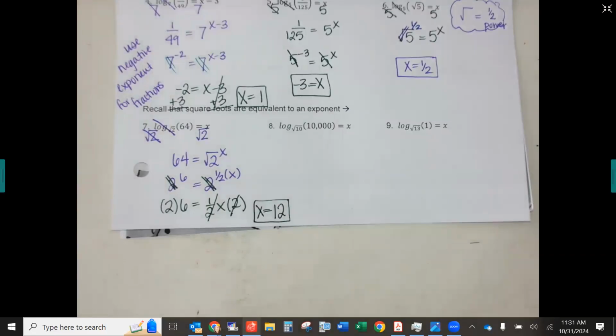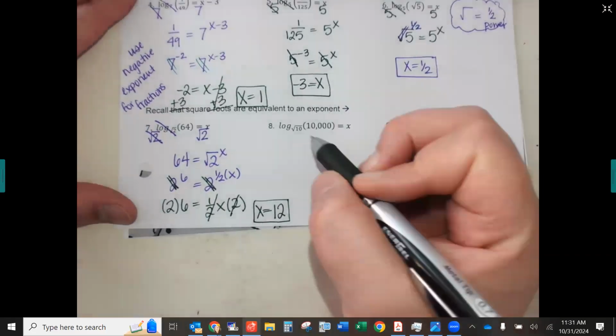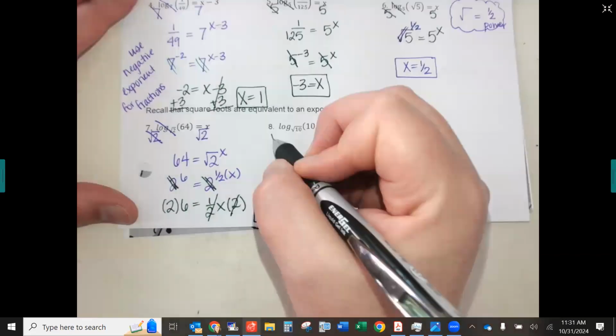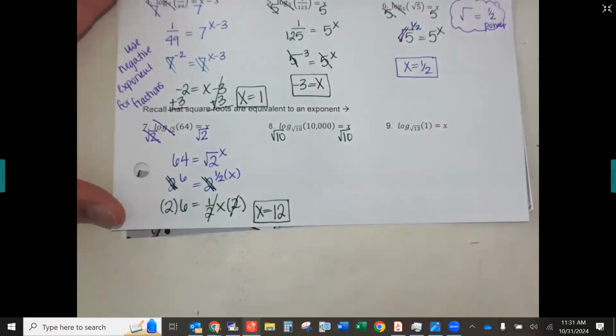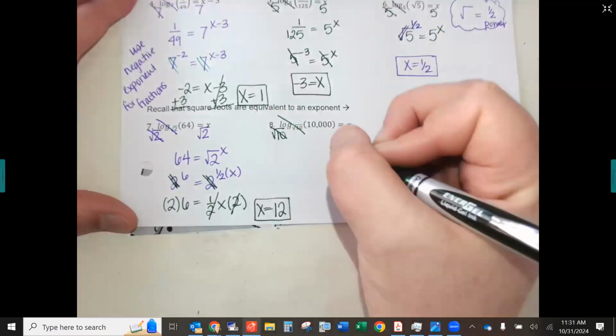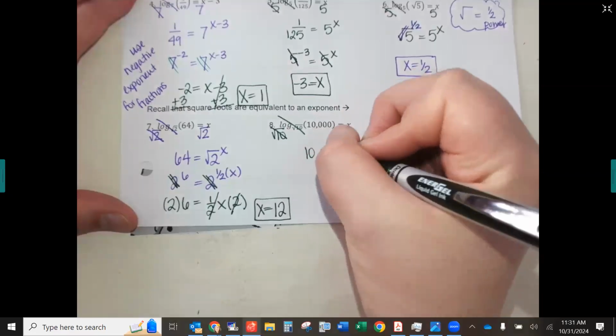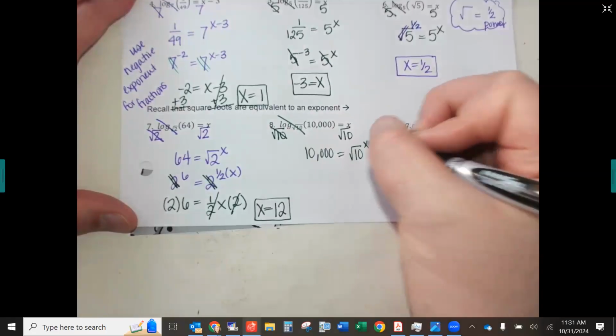Okay, let's do number 8. What is my base? What number? Log little square root 10. Then I'm gonna cross out a log little root 10 with a big root 10 on both sides. These guys are gonna cross out. I have 10,000 equals root 10 to the x.